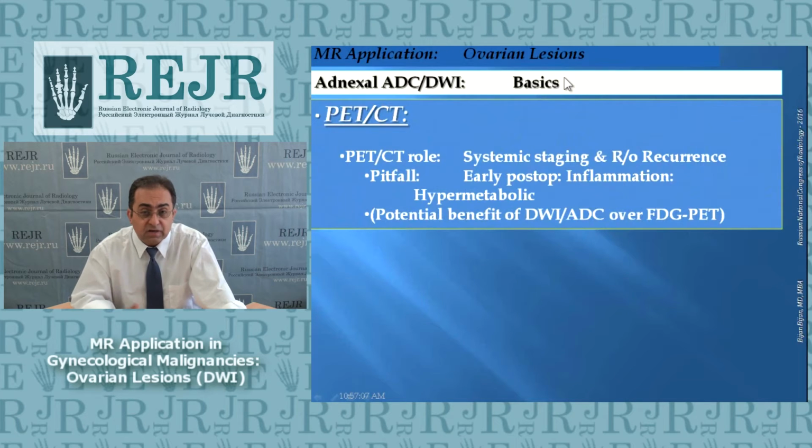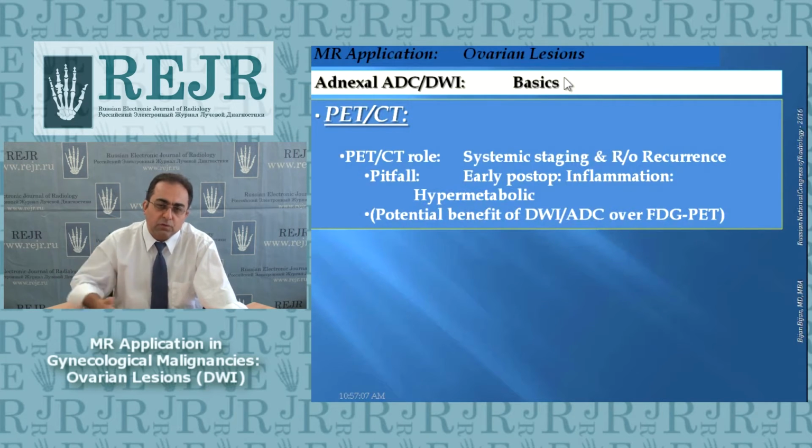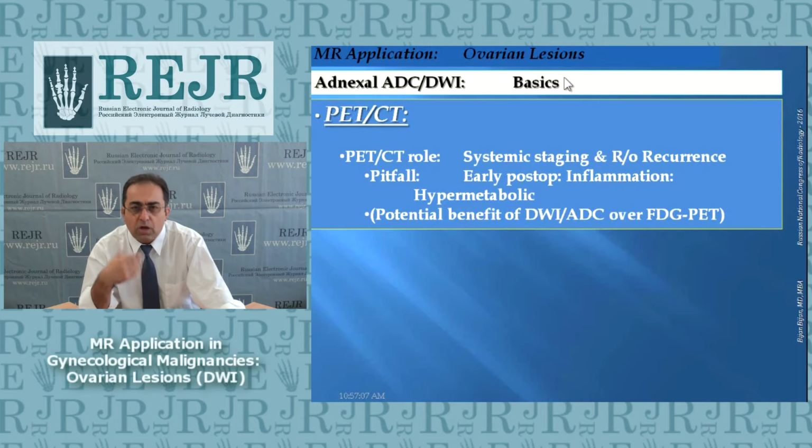But PET CT definitely has a role, and the role is in staging and ruling out recurrence. The only problem is that immediately postoperatively you cannot use the PET CT. Why? Because in the first month or 2 or 3 of the postoperative phase, you have inflammation at the site of the surgery, especially in cases where you do retroperitoneal nodal resection. You're going to cause a lot of inflammation, healing going on in the retroperitoneum. So just because of the inflammation, you will have high metabolic activity.